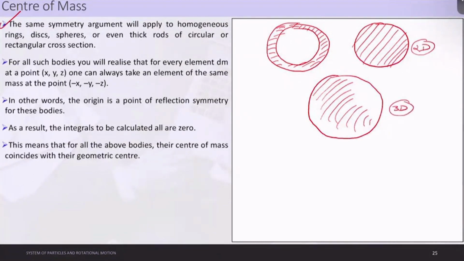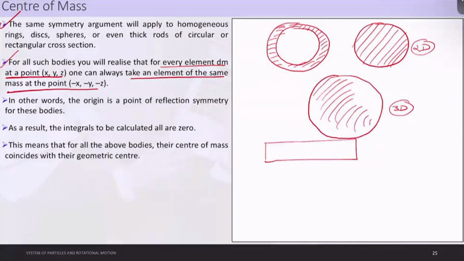Or even thick rods of circular or rectangular cross section. For thick rods also, the center of mass will lie at its geometric center only. For all such bodies, you will realize that for every element dm at a point (x, y, z), one can always take an element of the same mass at the point (minus x, minus y, minus z). So I hope this line is clear to you.